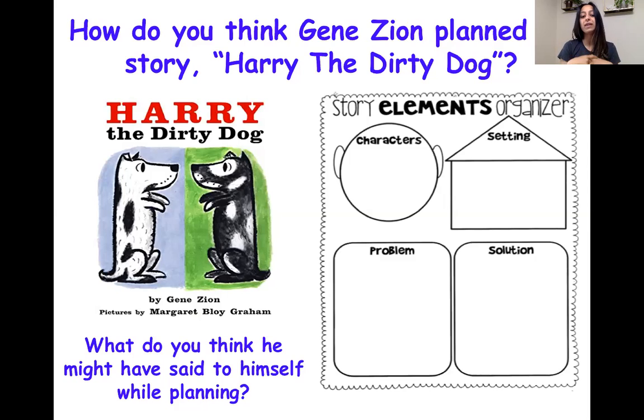So how do we think he might have planned his story before he started writing it? How did he plan Harry the Dirty Dog? He didn't just start writing, he planned it first. What do you think he might have said to himself while he was planning?